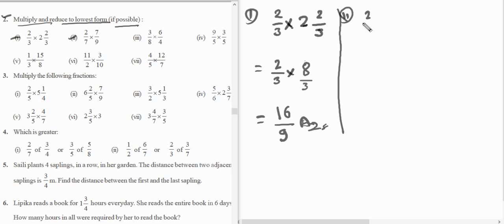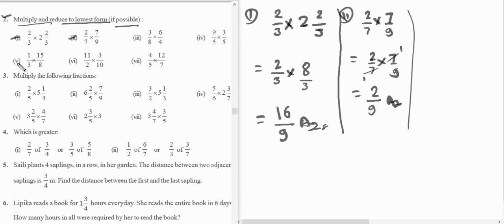Second one, 2/7 into 7/9, right? You can write it one more time, 2/7 into 7/9. So 7 and 7 will cancel out here and your answer will be 1 1s are... 2 1s are 2 and 9 1s are 9. This will be your answer. Just like this, you can solve the remaining questions here.